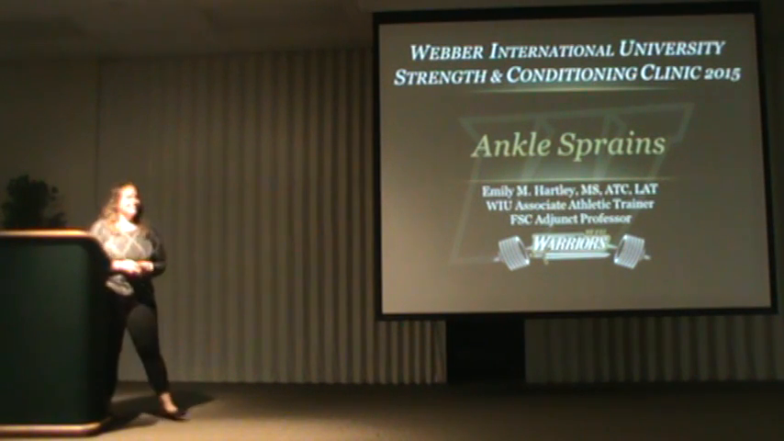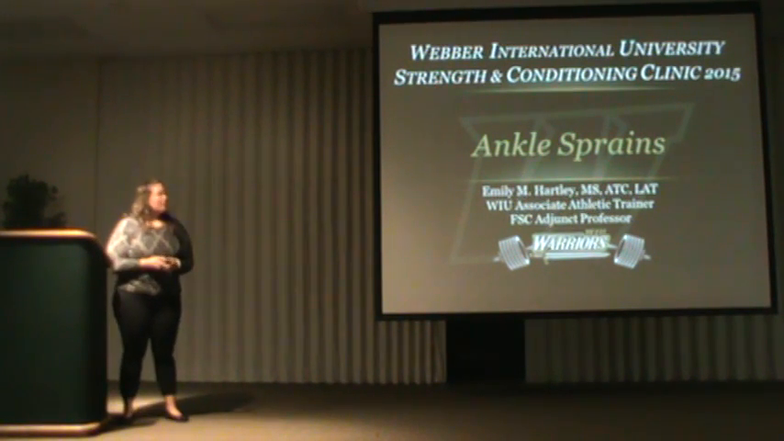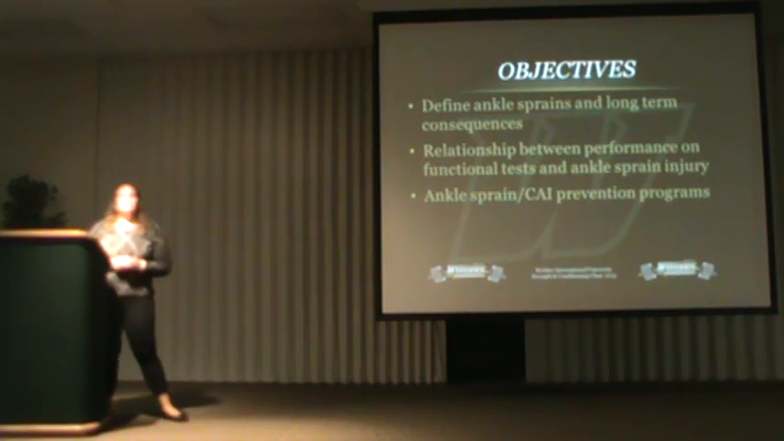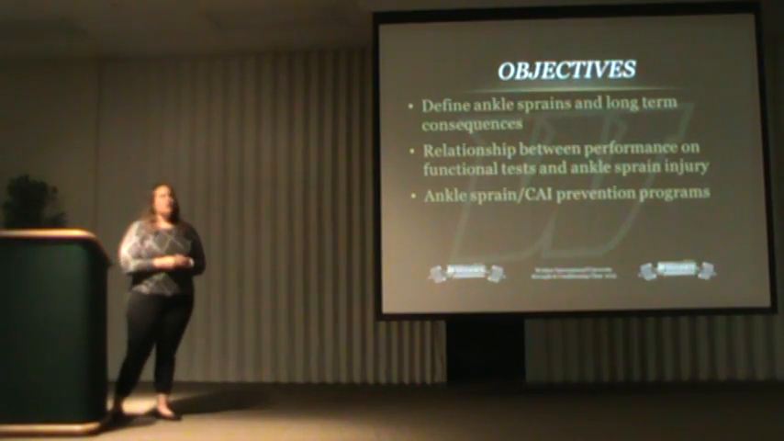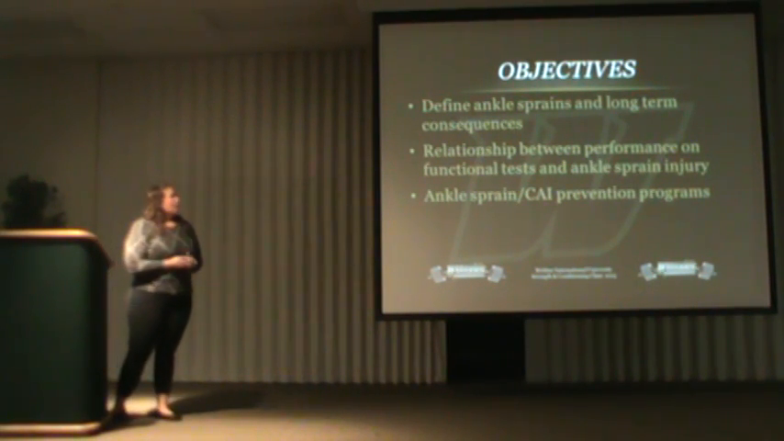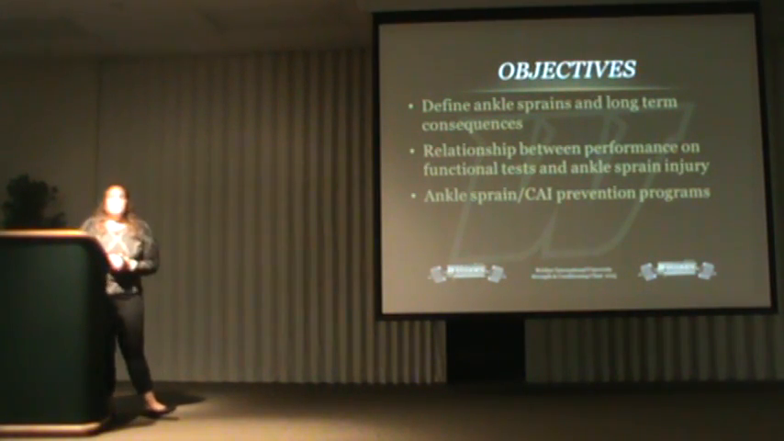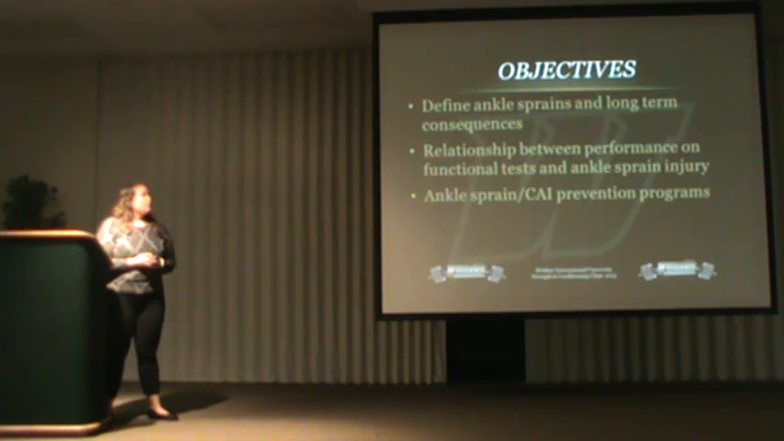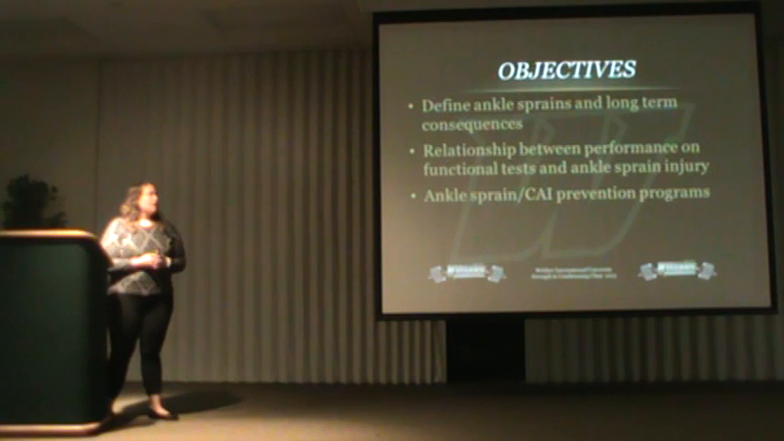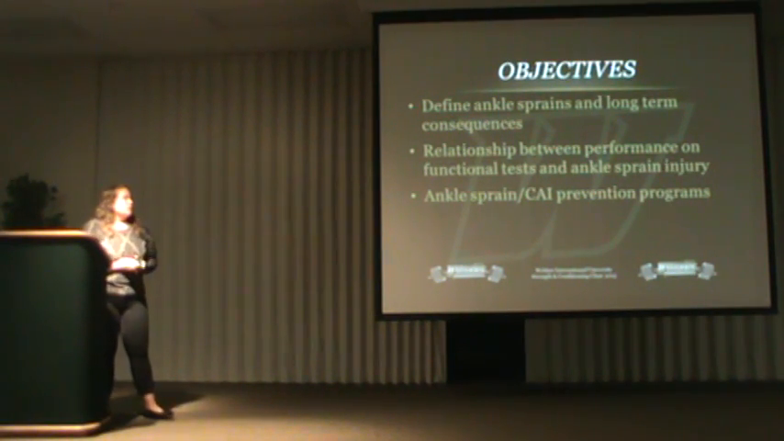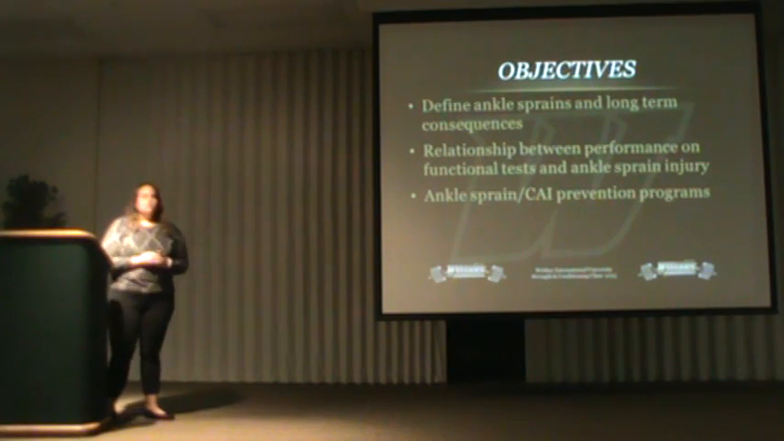Okay, so today we're going to be talking a little bit about ankle sprains. So the first thing we're going to do is define ankle sprains and then talk about some of the long-term consequences that could be associated with them. Then we're going to talk about a study that we did here at Weber, looking at the relationship between performance on some functional tests and ankle sprain injury occurrence. And the last thing we're going to do is talk about some ankle sprain / chronic ankle instability prevention strategies.